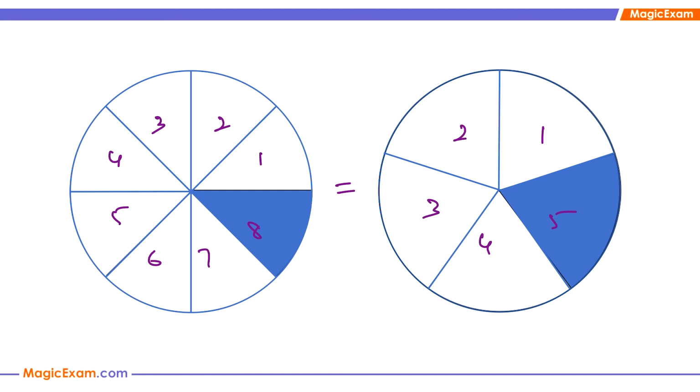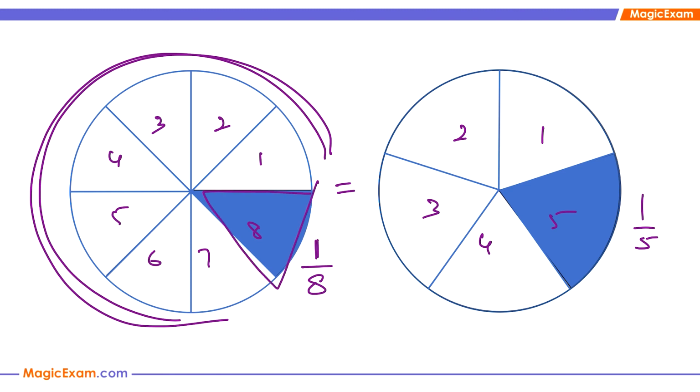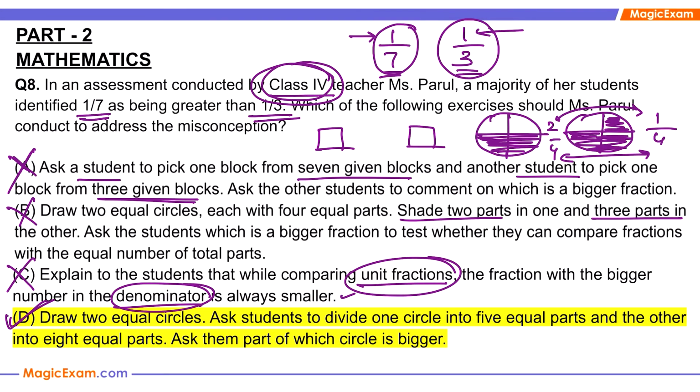And it is very easy for the student to see that if the same circle is divided into more number of parts, here each part is 1 by 8 and here each part is 1 by 5. So if the same circle is divided into more number of parts, each part will actually be smaller than the other option where it is divided into lesser number of parts. Therefore, it is very easy to explain the concept as to why 1 by 7 is smaller than 1 by 3. Therefore, option D is the correct answer here.